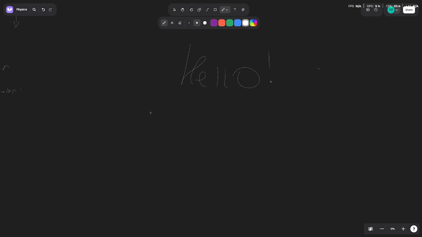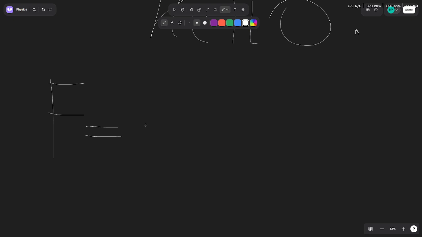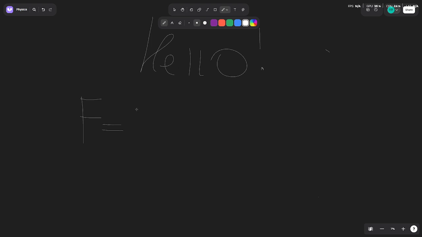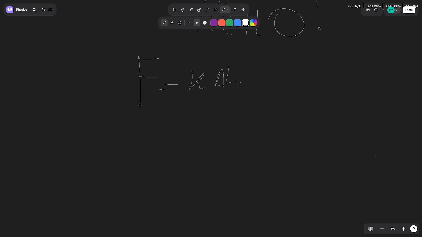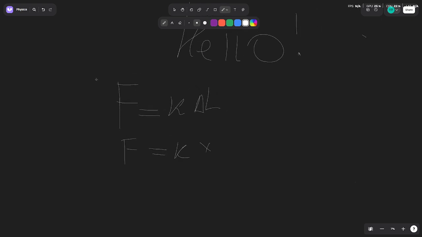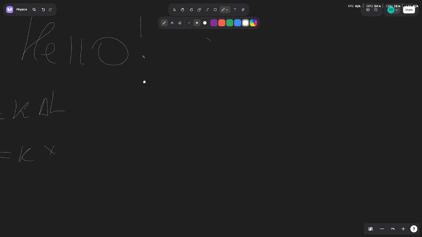So let's get started. The first one is force applied on the spring equals K times delta L. Or another version of it is force equals Kx. All right, let's do it step by step. What is F? We already know it. This is the force, yeah? And this is the force, in our case, applied on a spring, right?